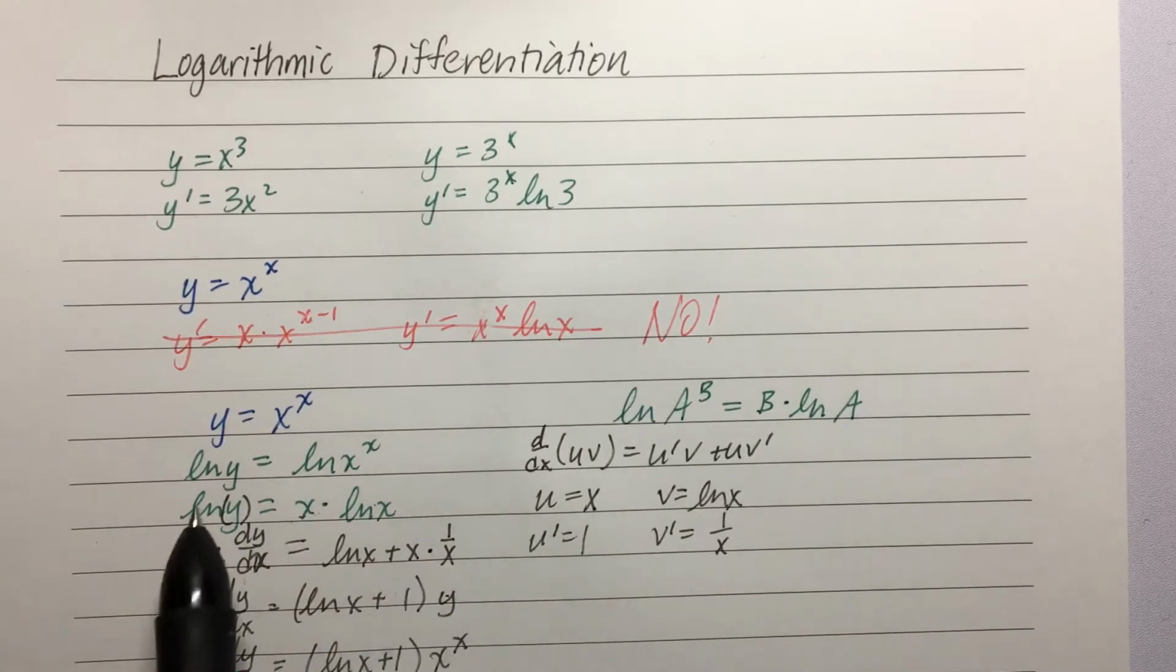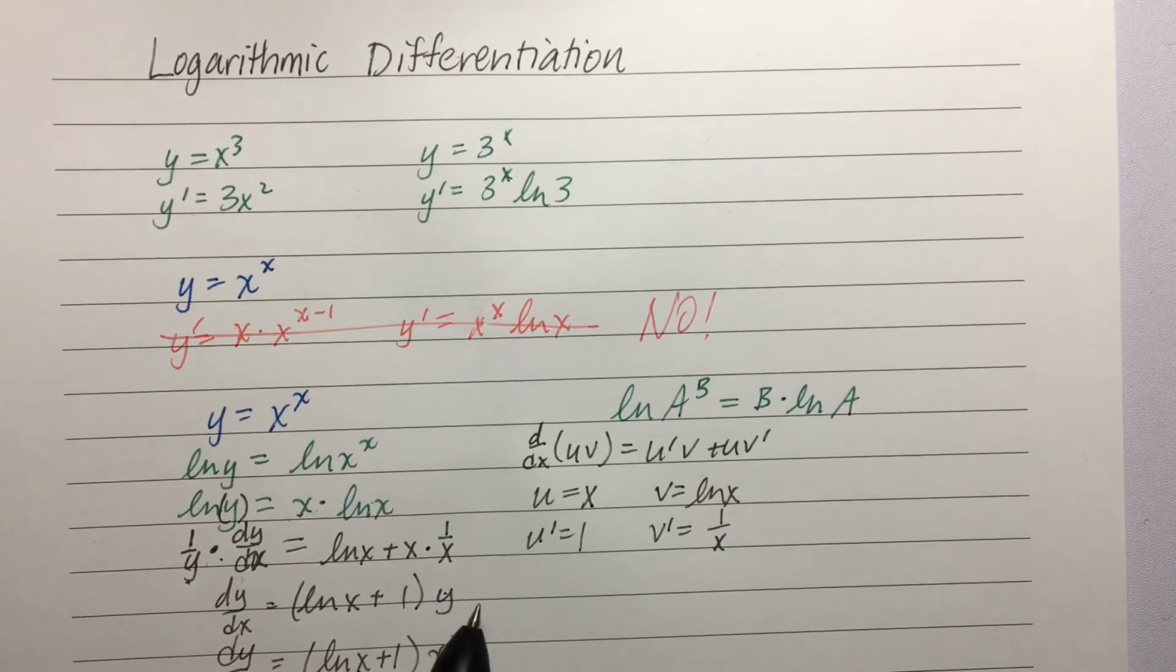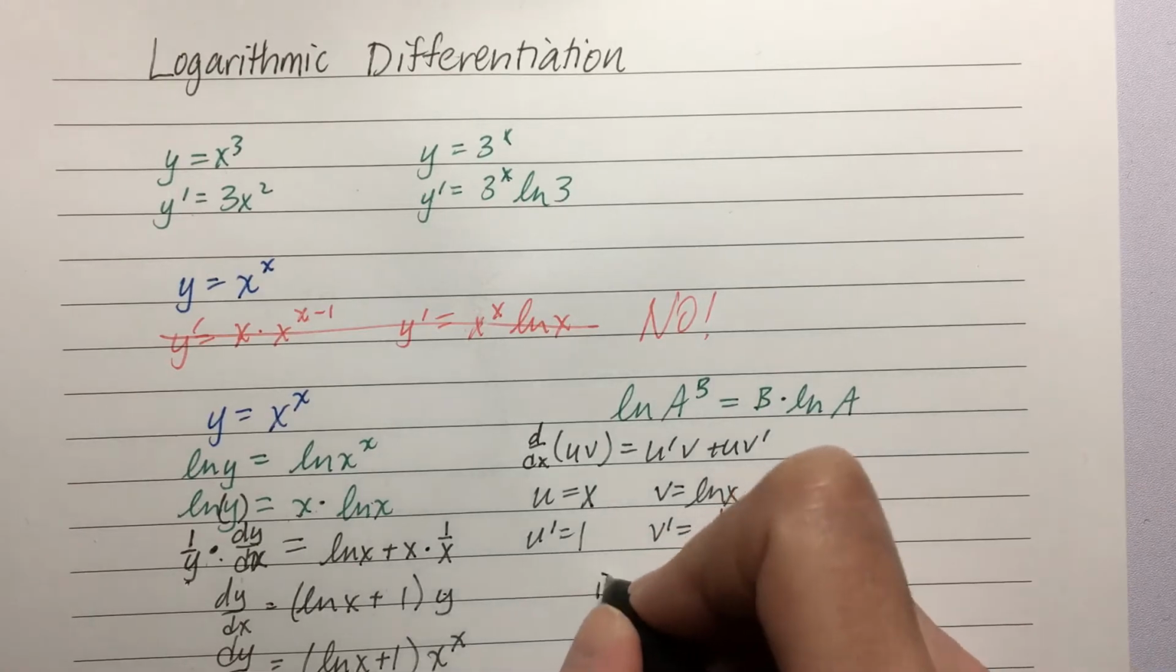So again, we take the natural log of both sides of the equation. We use that log rule to bring that exponent down. And then we use that implicit differentiation. Think way back, look it up if you need to, implicit differentiation.